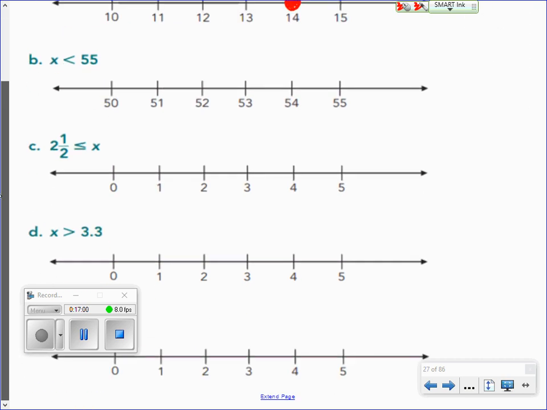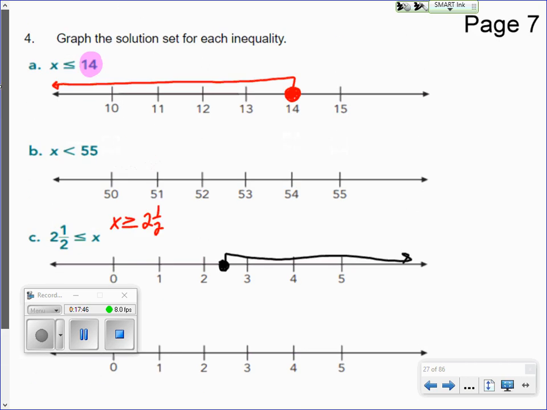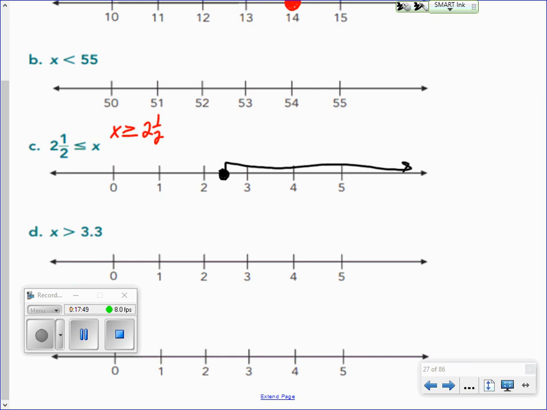Okay. Let's try letter C. C is a little trickier. It's a little backwards. I'm going to rewrite it so it's a mirror image. So I'm going to look at it right to left, okay? X is greater than or equal to 2.5. And notice how I said mirror image. If I were to fold this in half, they would match up. So same thing. I'm going to go to 2.5, and I'm going to make an open circle for now. This has the equals to, so I can fill it in. And it says all numbers that are greater than x. So it has to be any number that is greater than 2.5. So I go this way. Your job is page 7, B, D, and E.